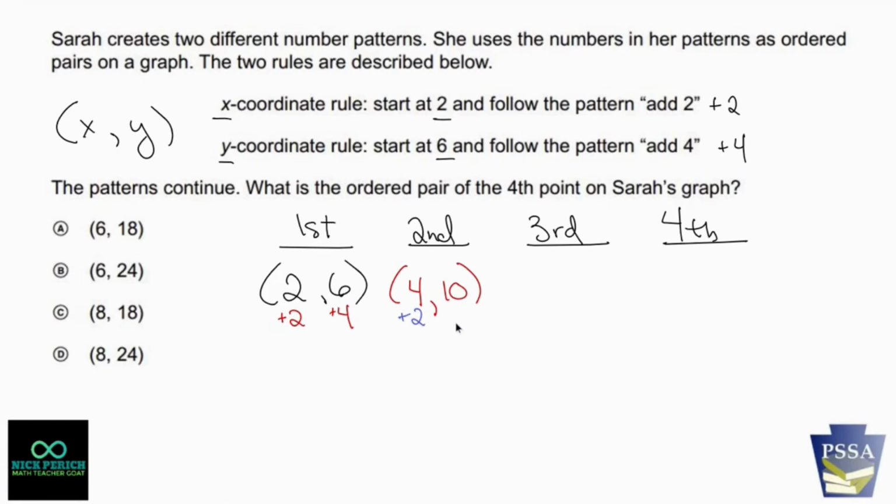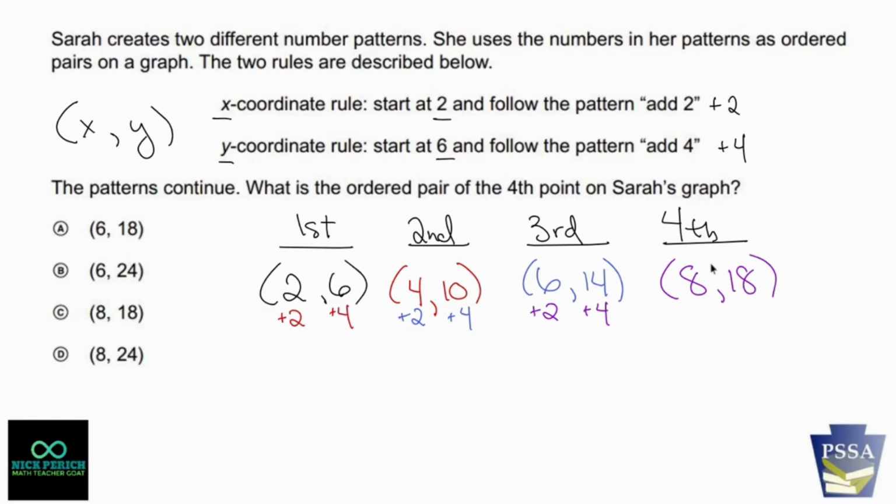Let's do it again. Add 2 to the x, add 4 to the y. 4 plus 2 is 6. 10 plus 4 is 14. Let's do it one more time. Add 2 to the 6. Add 4 to the 14. 6 plus 2 is 8. 14 plus 4 is 18.